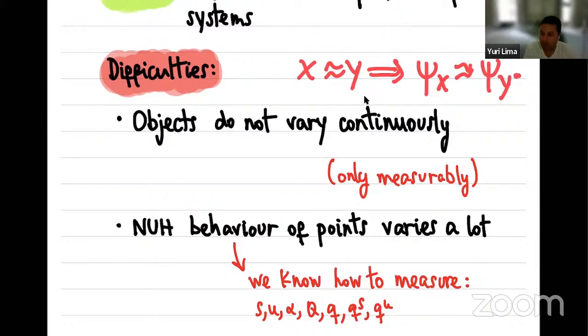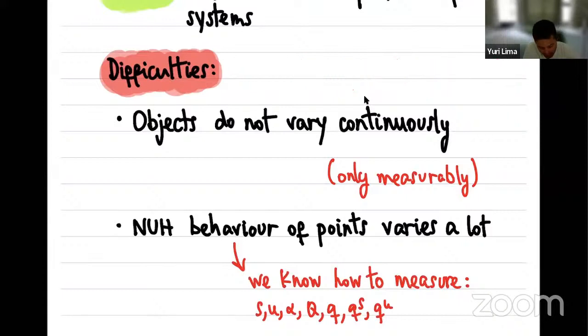And now we lose continuity, we only have measurability. So in principle, we could have two nearby points very close in the manifold, for which the objects that we use to measure the hyperbolic feature of our points are very distinct one from the other.